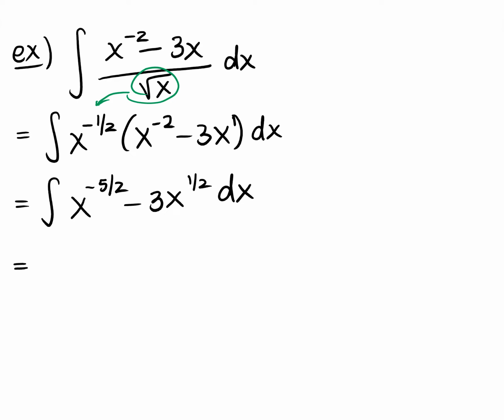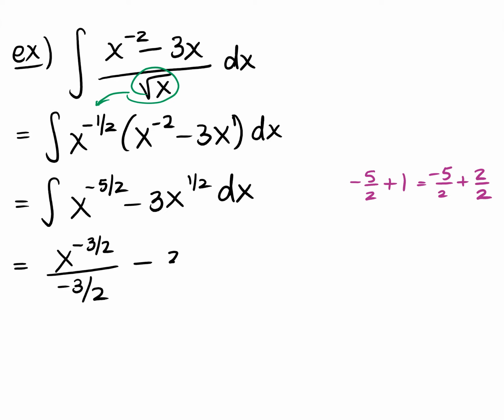So let's do a little bit of side work. For the first one, I'm going to take a negative 5/2 plus 1. That's the same thing as a negative 5/2 plus 2/2, right? That's the same thing as 1. So what does this become then? This becomes x to the negative 3/2 and then divide by it. Divided by negative 3/2, minus 3 x to the, what's 1/2 plus 1? We already saw that. That's 3/2 divided by 3/2, then all plus c.